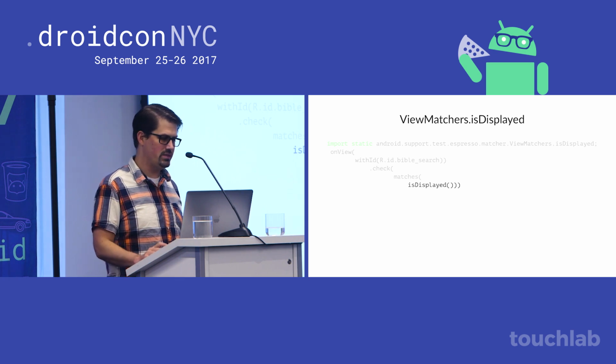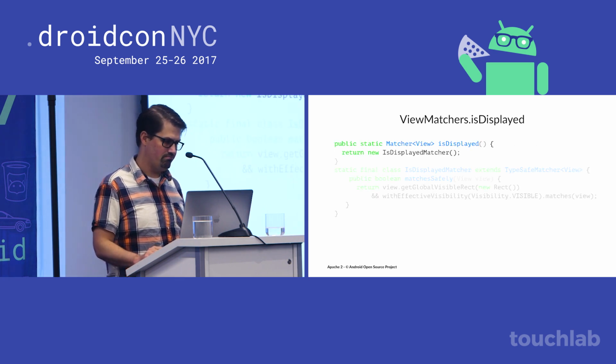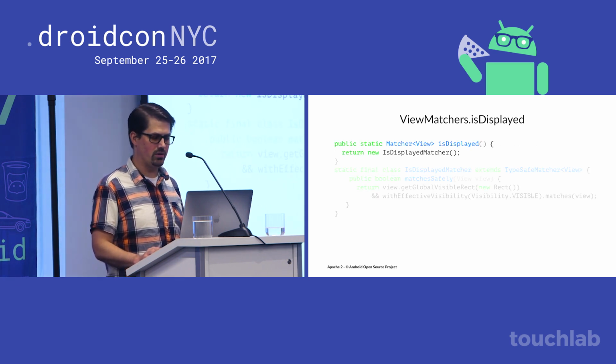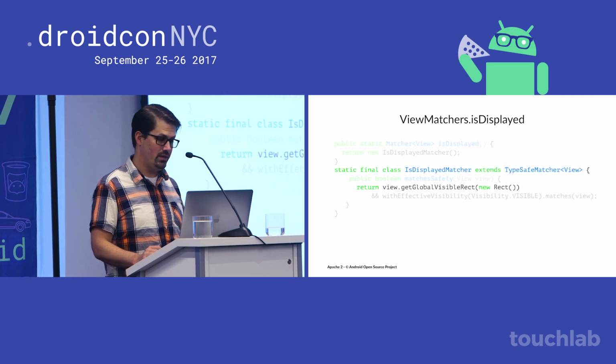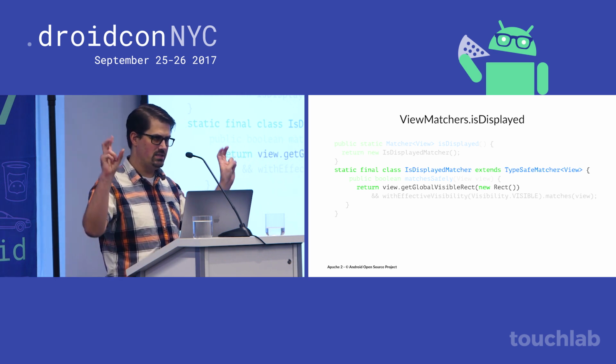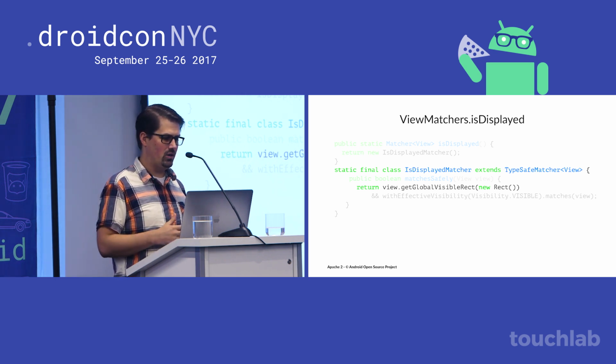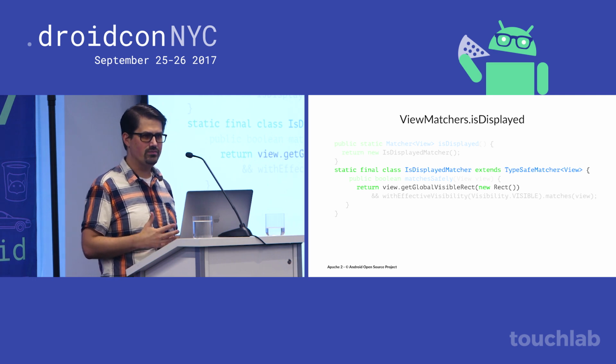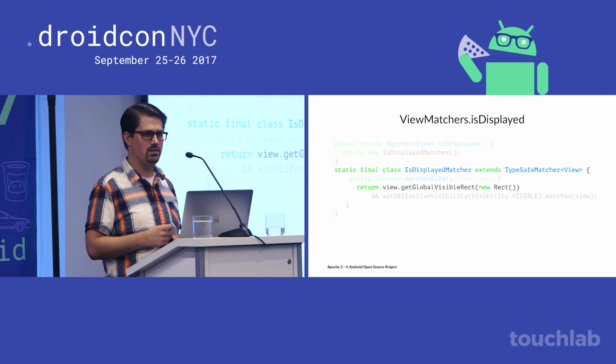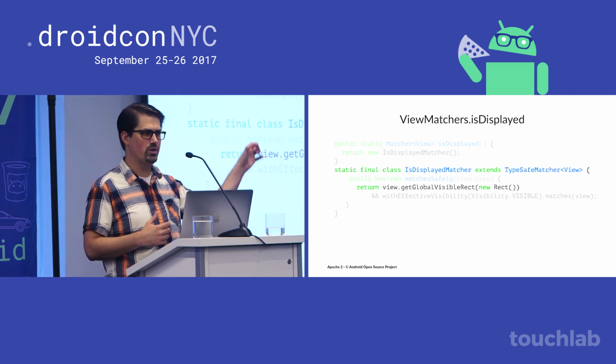So let's look at what is displayed does. It creates a custom internal class called is displayed matcher. And the displayed matcher, again, extends the type safe matcher, but it basically takes in a view, and it's going to look at the view in two different ways to see if it is displayed. It calls get global visible rect on the view, and all this does is look if the view coordinates are within the bounds of the screen.